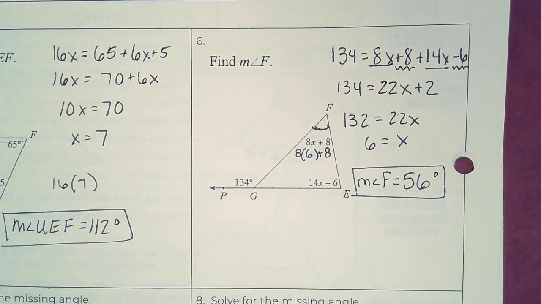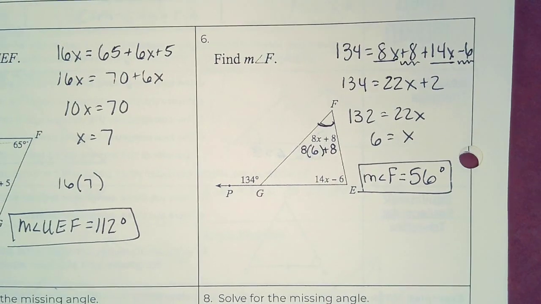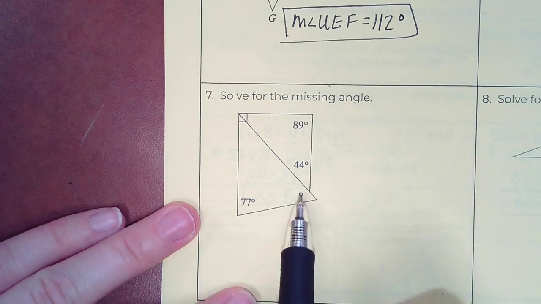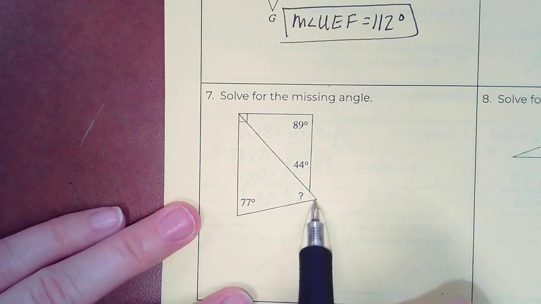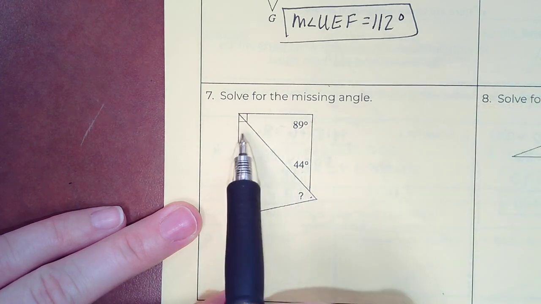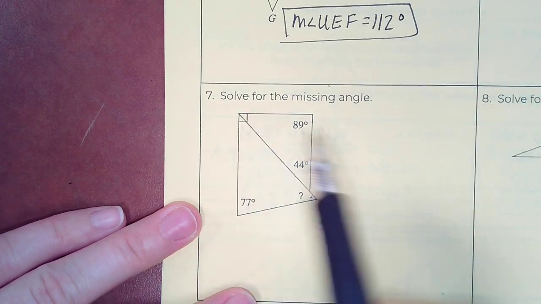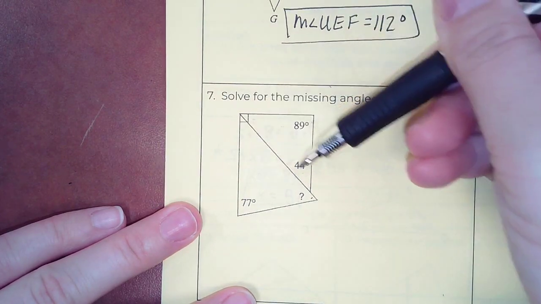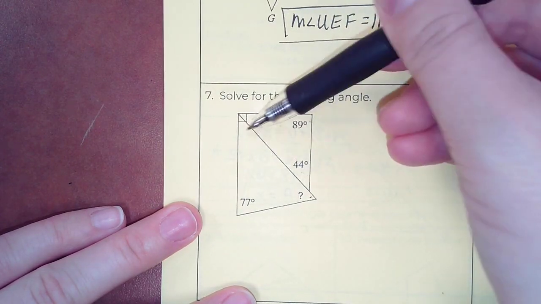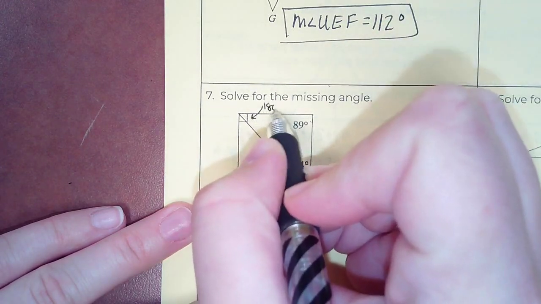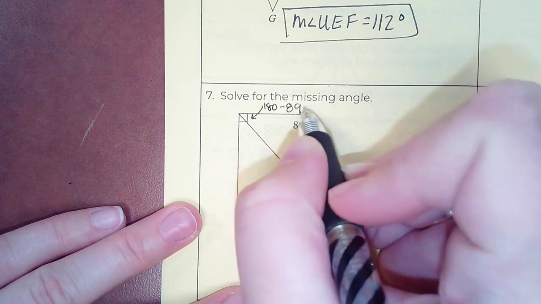Number 7. Okay, so this time we're finding the missing angle, so the question mark. So we have to do a little bit of critical thinking. So I'm trying to get to this angle down here. I see two separate triangles. I also see a 90-degree box here. So first I could figure out this missing angle right here because all of these three angles should add up to 180. So to find this angle, I'm going to do 180 minus 89 minus 44.